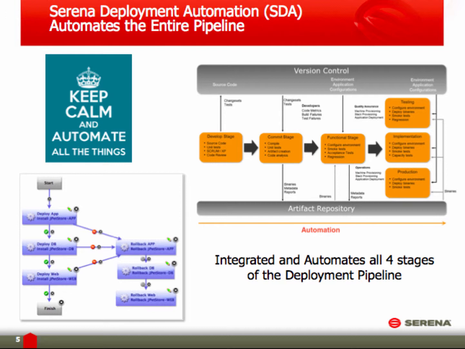Tools such as Puppet or Chef can assist in the process by managing the system configuration of the environment on the pathway to production. These tools complement SDA. SDA is specifically designed to automate the application deployment process, whereas Puppet and Chef are designed for system configuration management.